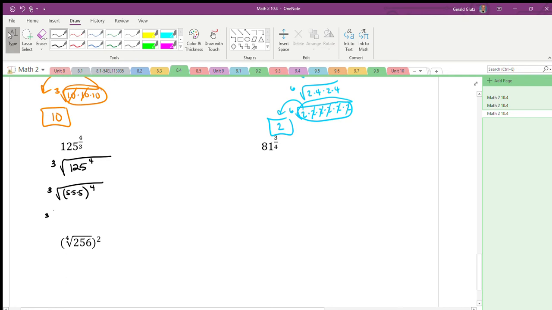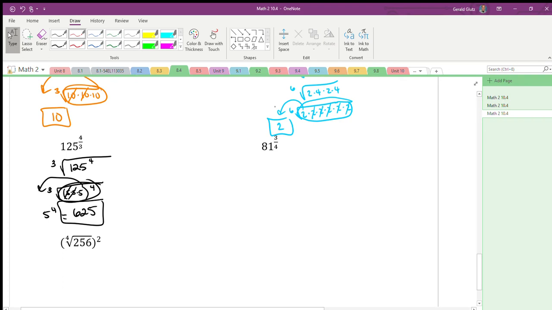So we got 3 of the same number. 2 of those go away. 1 comes out. Nothing is left on the inside. So I just have 5 to the 4th come outside, and that's my answer. But 5 to the 4th would be 625. So our answer is 625.